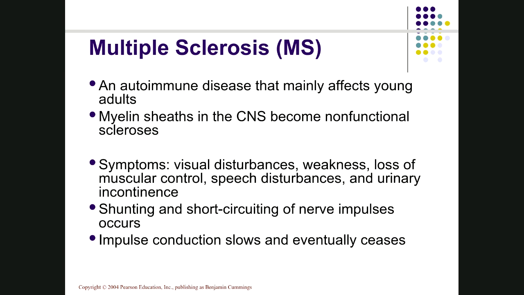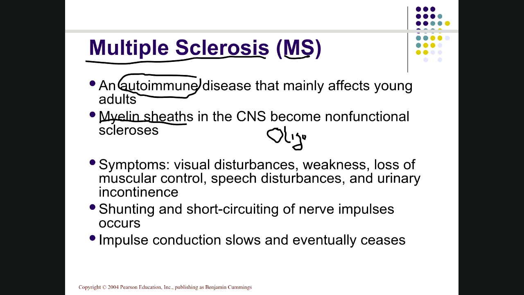There are some things that can go wrong with neurons. One of the things that can go wrong is called multiple sclerosis, or MS. It's an autoimmune disease, which means that your own body attacks the neurons. And the part of the neuron it attacks is the myelin sheath. It attacks and kills oligodendrocytes. It does not affect Schwann cells. It affects oligodendrocytes. And if you destroy the oligodendrocyte in the central nervous system, the myelin sheath gets destroyed.